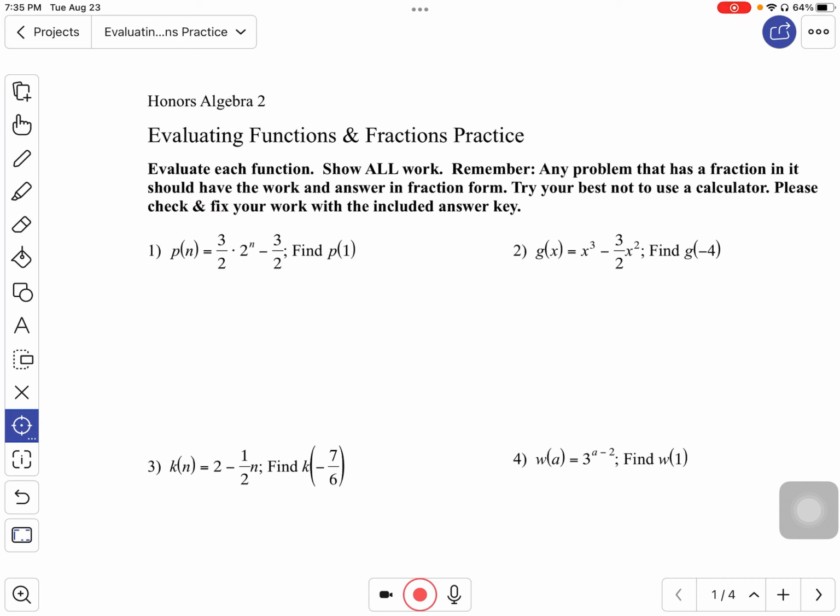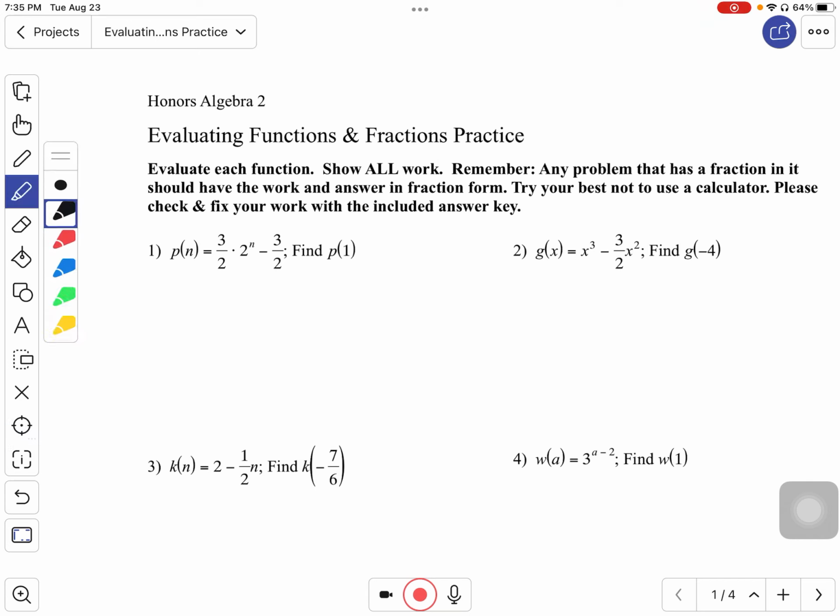Super important. That'll give you the opportunity to get much better with your fractions. Please try your best to not use a calculator. Remember, without your calculator, you are smart. And please check and fix your work with the included answer key.